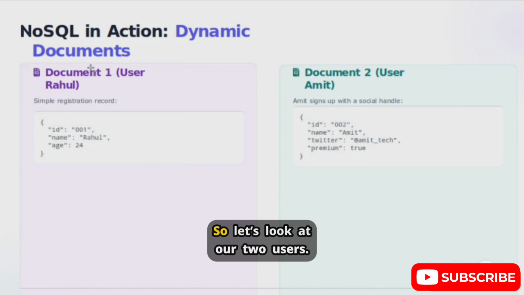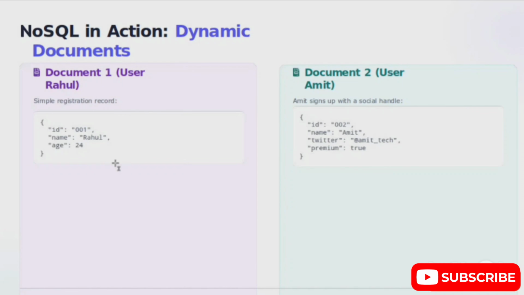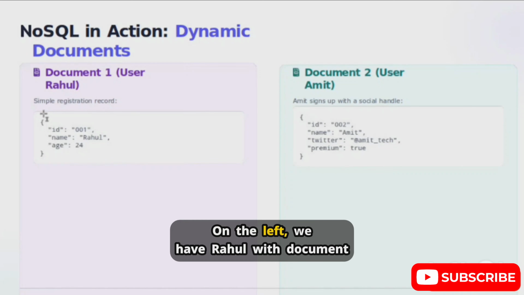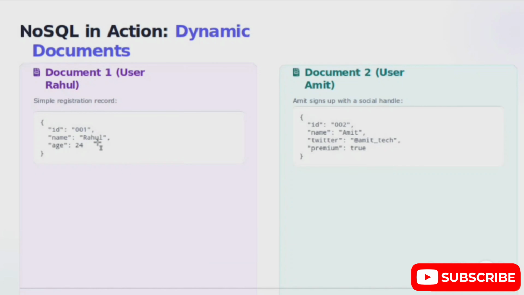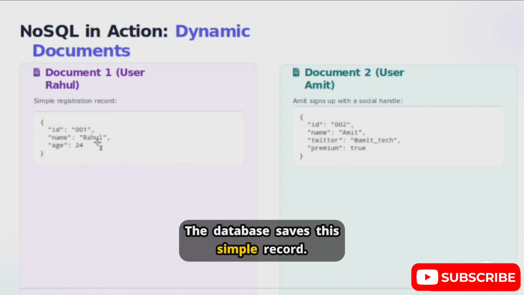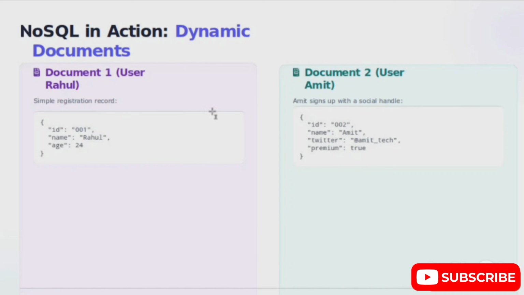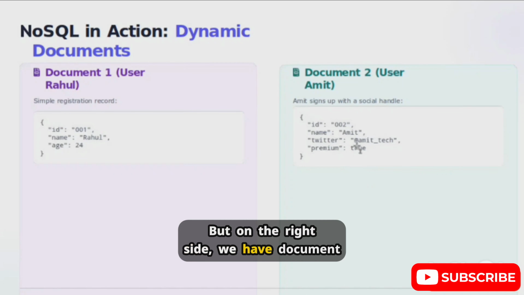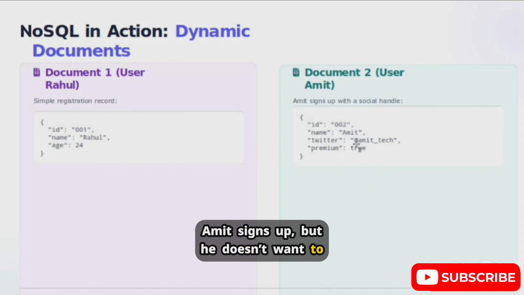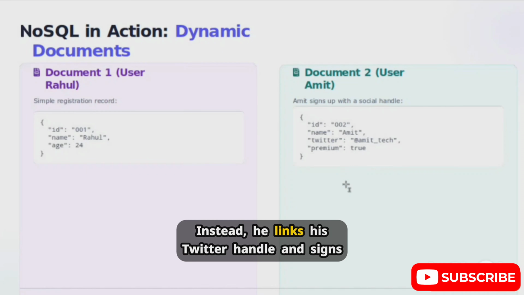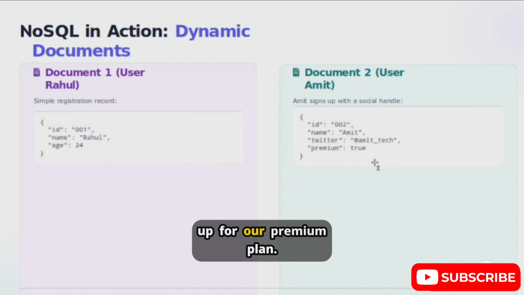Okay, so let's look at our two users. On the left, we have Rahul with document 1. So when Rahul registered, he only gave us his name and his age. The database saves this simple record, no problem. Okay. But on the right side, we have document 2 for Amit. Amit signs up, but he doesn't want to share his age. Instead, he links his Twitter handle and signs up for our premium plan.